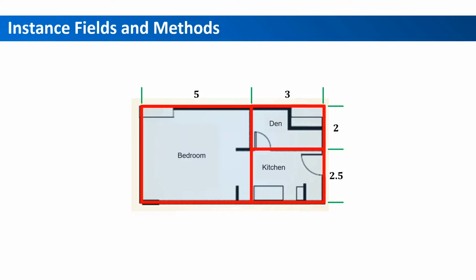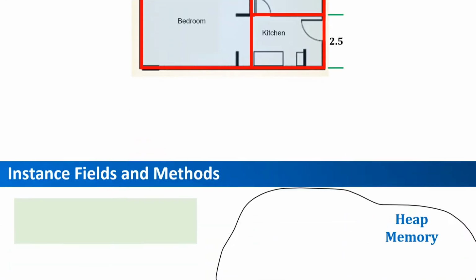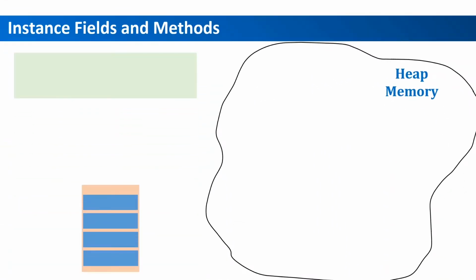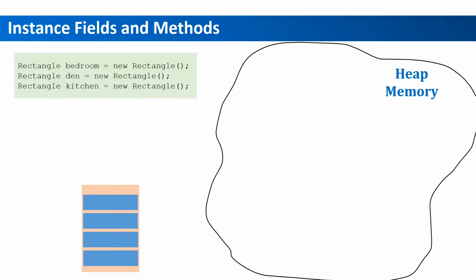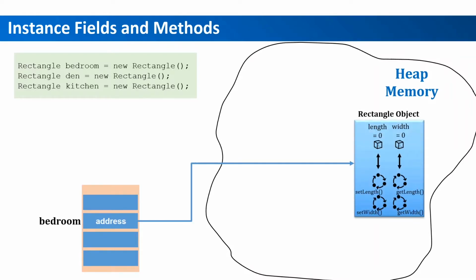This means we have to create a rectangle object for the bedroom, one for the kitchen, and another for the den. Let's visualize how this will look in memory. First, I use the new keyword and create 3 rectangle objects for the 3 spaces. The first line will create a rectangle object that is referenced by the reference variable bedroom. We say that this object is an instance of the rectangle class and it has the 2 fields, length and width, set to zeros, and it also has the 4 methods.